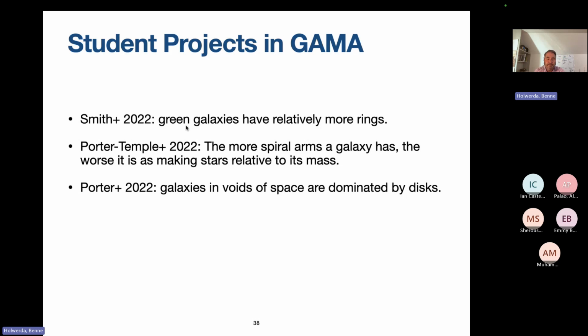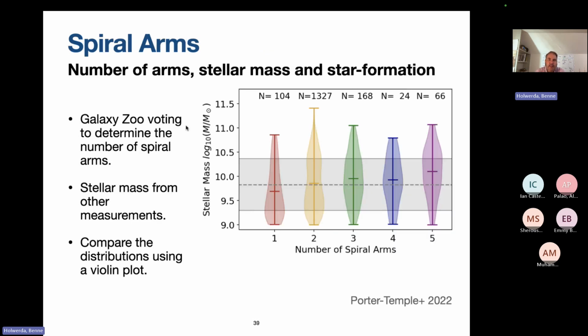And Laurie Porter looked at the galaxies in the voids of space and noticed whether or not they were disk or spheroidal, and they are dominated by disk galaxies. There are a few ellipticals, but they are very rare. So most of them are disky galaxies, which is not too surprising, but this was the largest sample of void galaxies that people had looked at.